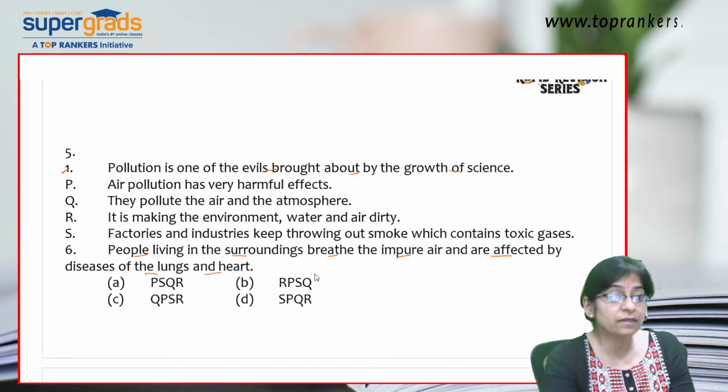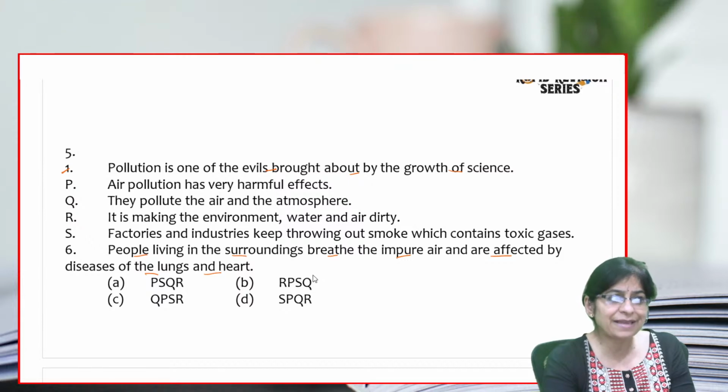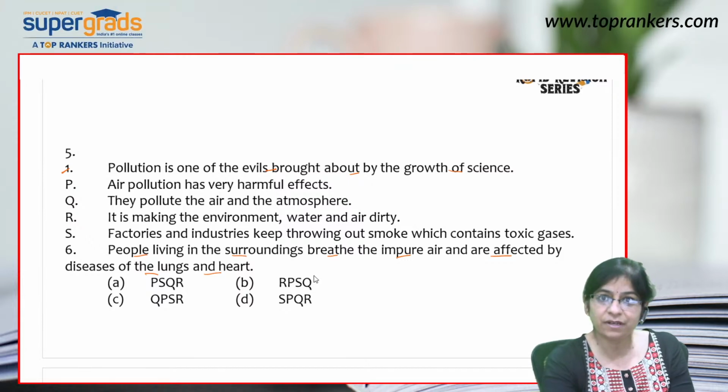The middle part says air pollution has very harmful effects. They pollute the air and the atmosphere. It's making the atmosphere, water, and air dirty. Factories and industries keep throwing out smoke which contains toxic gases. Now, can we place any sentence right after number one or any sentence just before number six, or is there a mandatory pair? Find out.